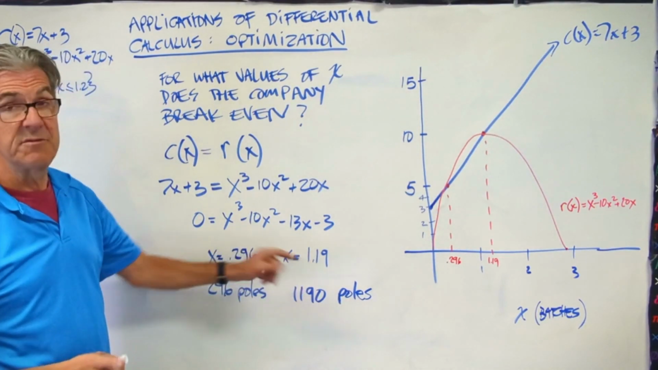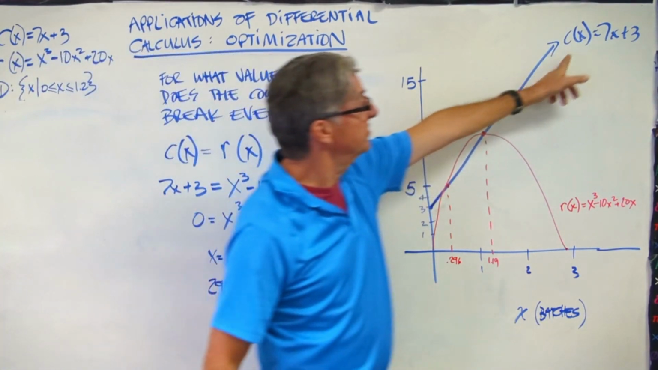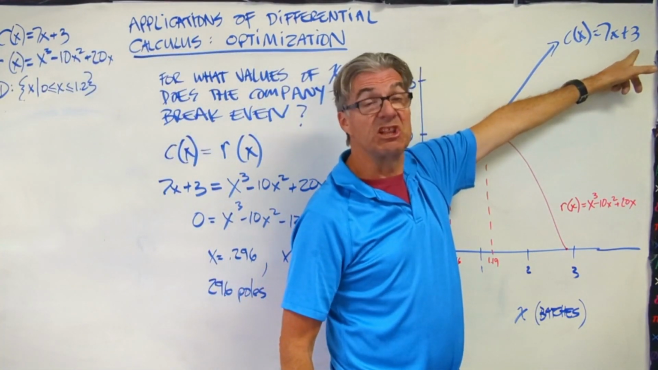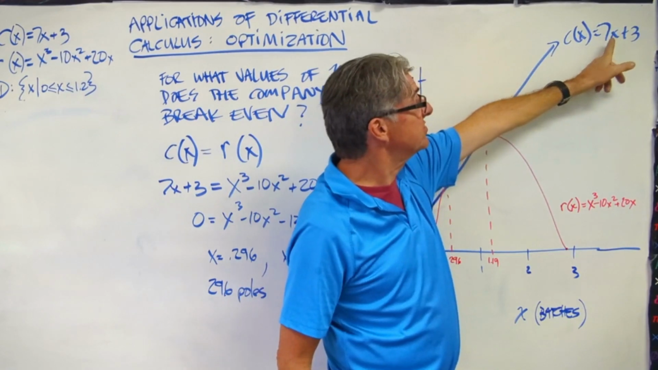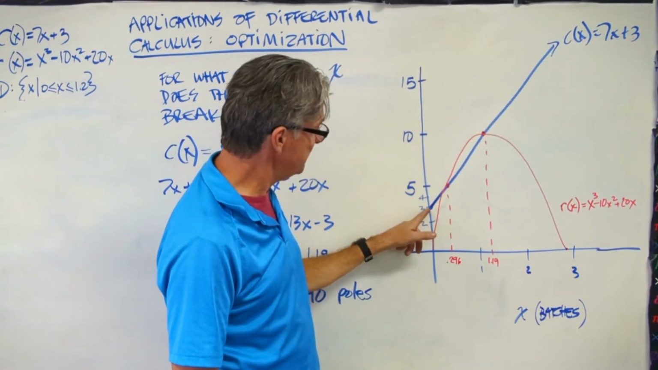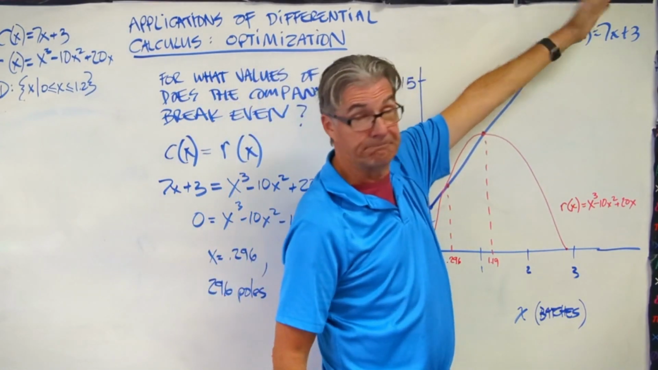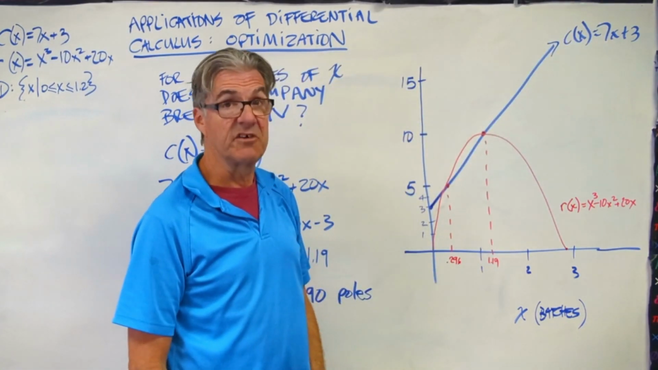Okay, I went ahead and graphed my cost function and my revenue function to illustrate that these are break-even points. So check this out on the graph. The cost function, 7x plus 3, that's a linear function. It's a line with a slope of 7 and a y-intercept of 3. So I just drew that right there, 3, and I'm making this have a slope of 7. Okay? So that's my cost function.